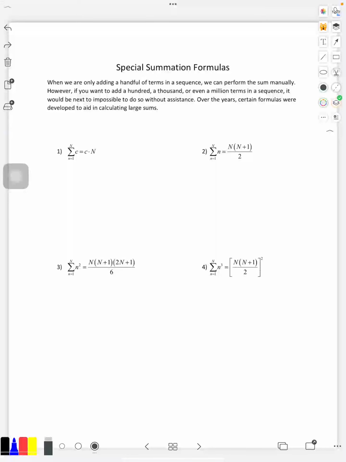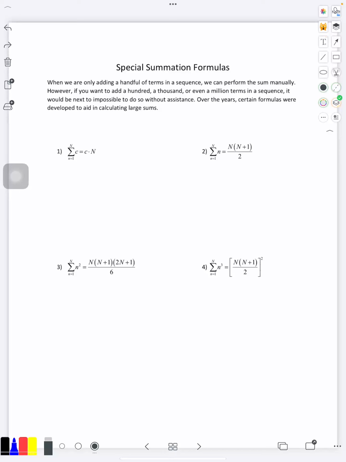In the last video, we introduced what summation notation was, and we saw how you can calculate the value of a summation by plugging numbers into the formula and adding up the results. Now, if you only have, say, 5 or 10 different numbers to plug in, you can do that by hand. It's not so bad to get the final answer. But what if I want to add up 1,000 terms or 1,000,000 terms?